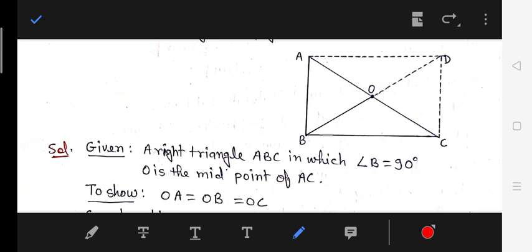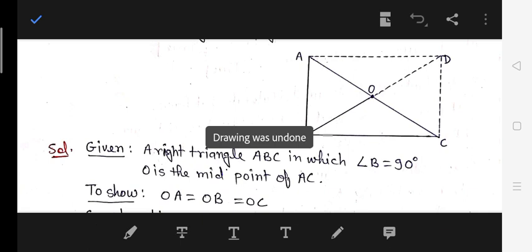What is the meaning of equidistant? Equidistant means you need to prove that OA equal to OB equal to OC. It means all the three, OA, OB and OC, are equal, that you need to prove. So students, here I am going to give the solution.